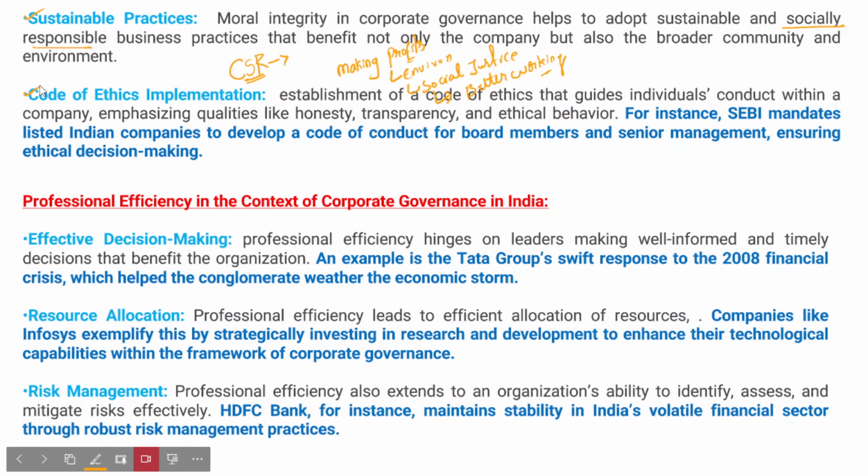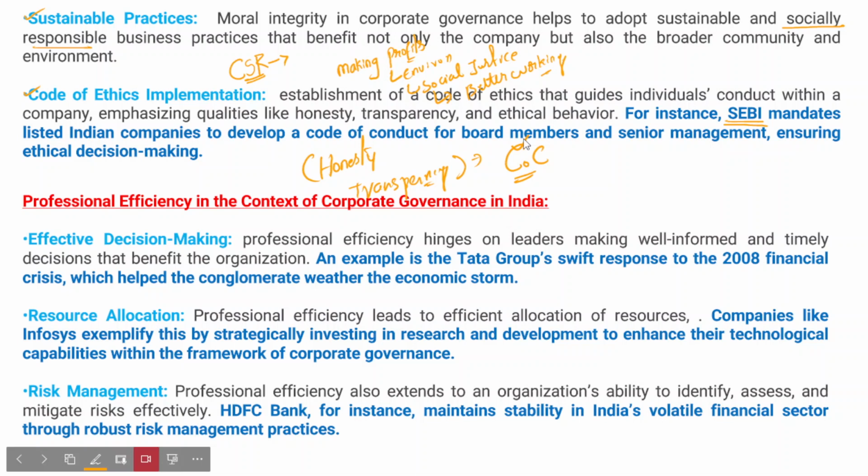Okay, so overall this ensures values like honesty, transparency, and also ethical behavior, not just within the company but also among all the employees. So if we mention one such example, the Securities and Exchange Board of India has already mandated that all the Indian companies should have a proper code of conduct.